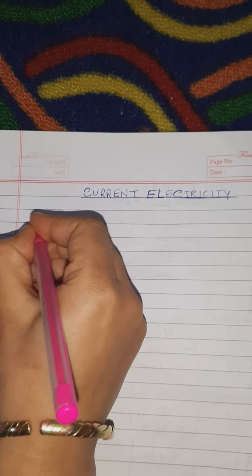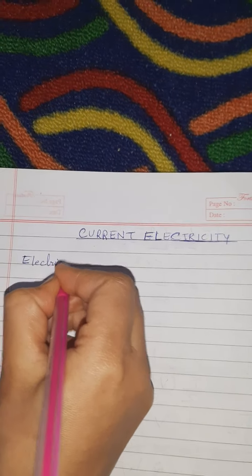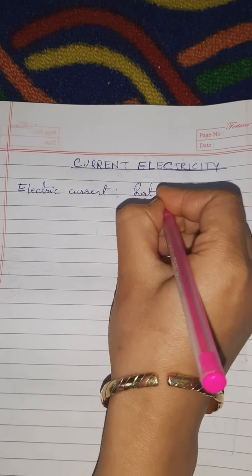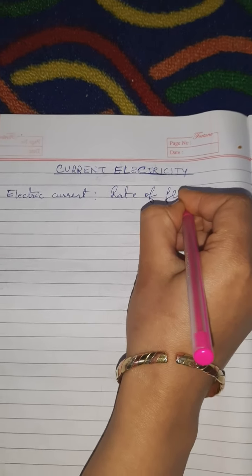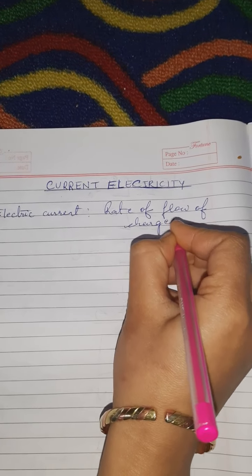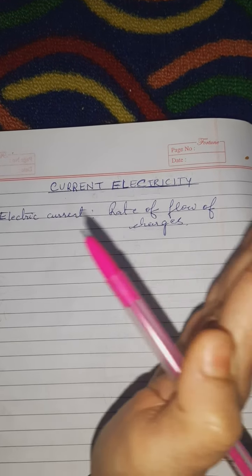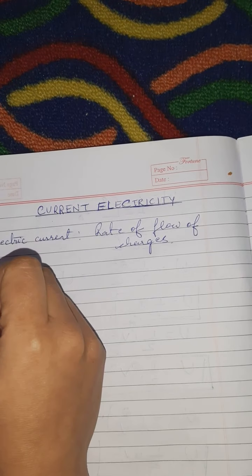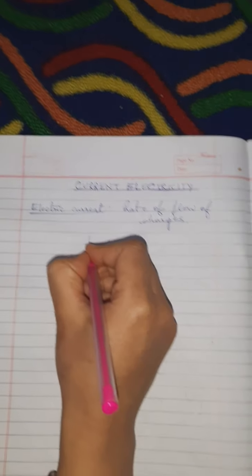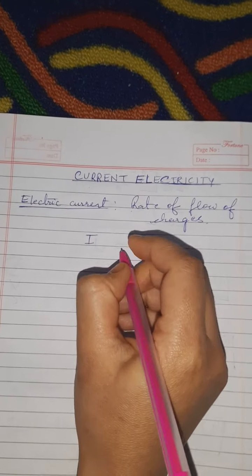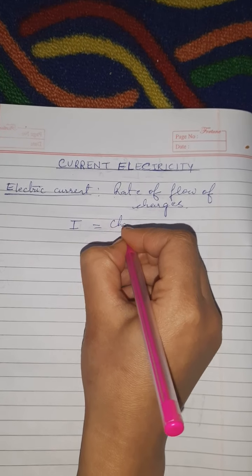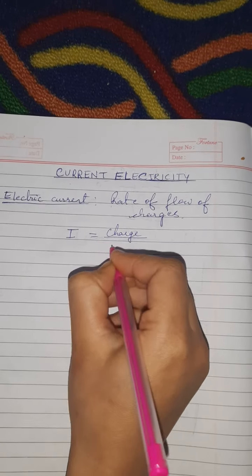Let's first define electric current, which is nothing but the rate of flow of charges. That means how fast charges cross a particular point in a conductor. That will be a measure of electric current. Now the formula is, current is usually denoted by the letter I. It is rate of flow of charge. So let us write the formula: charge divided by time.